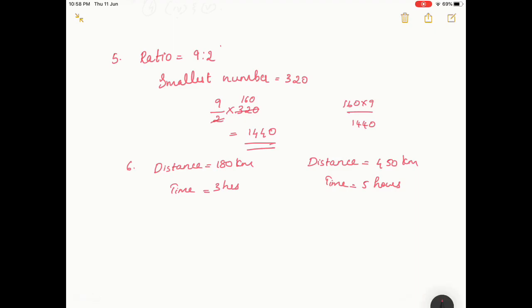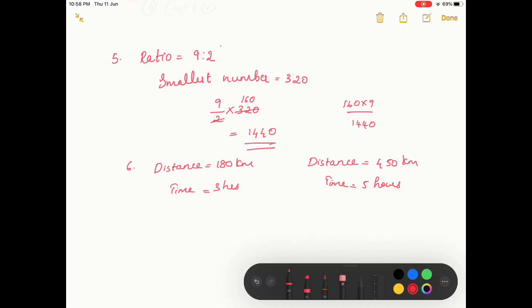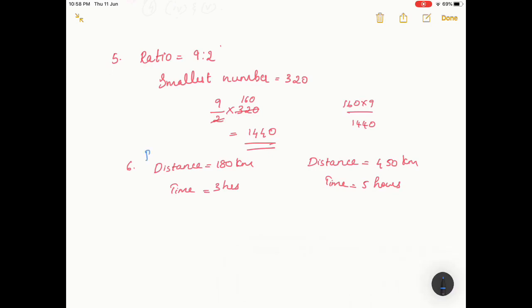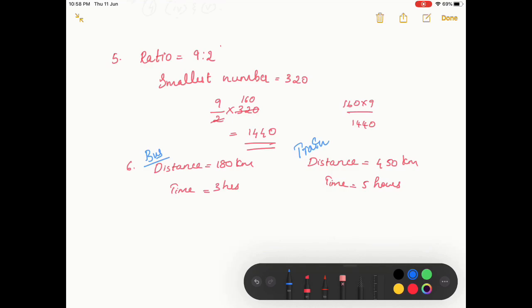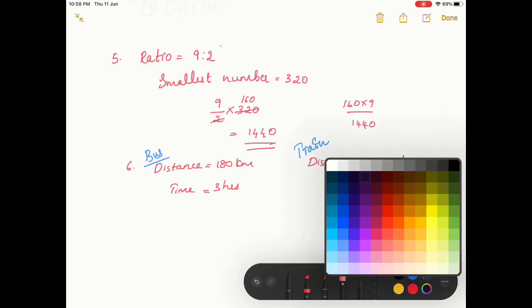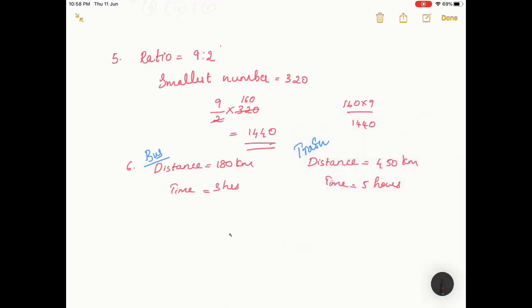Have a look at the question here. This is the distance travelled by the bus and time taken. This is the distance travelled by the train and the time taken. First let us find out the speed using this information. How will you find out the speed here? Speed of the bus is equal to distance by time, that's 180 by 3.